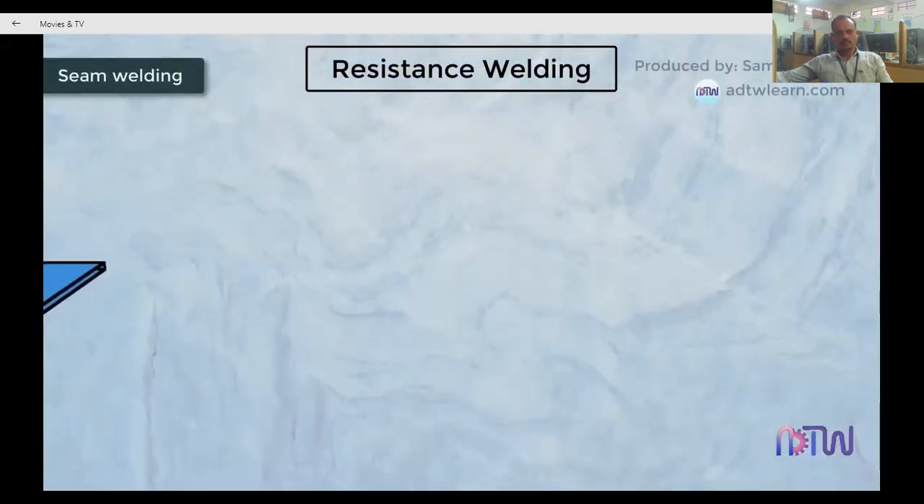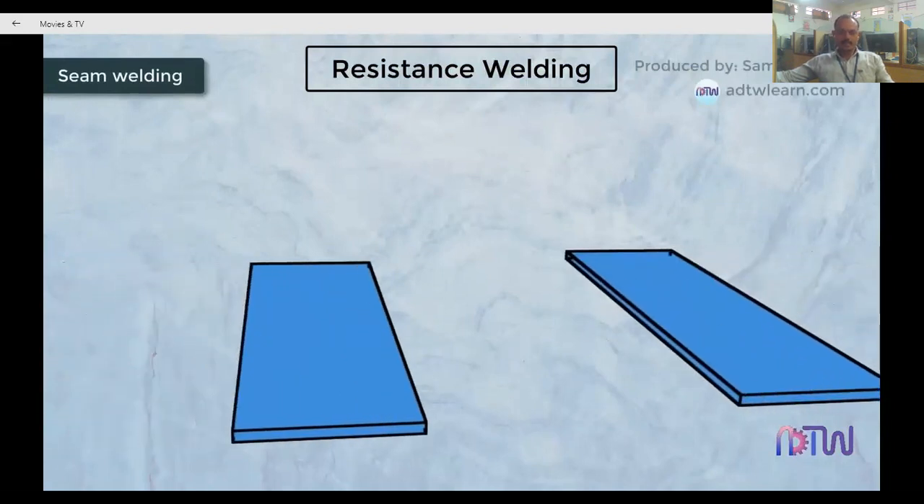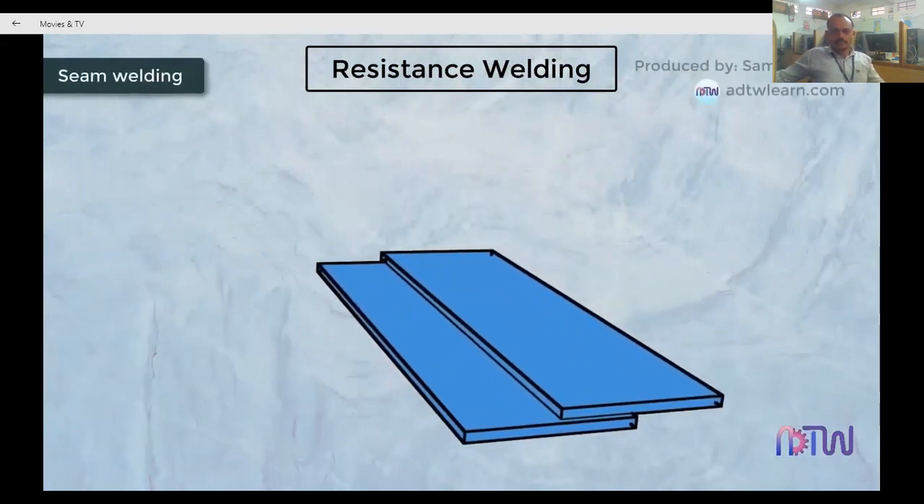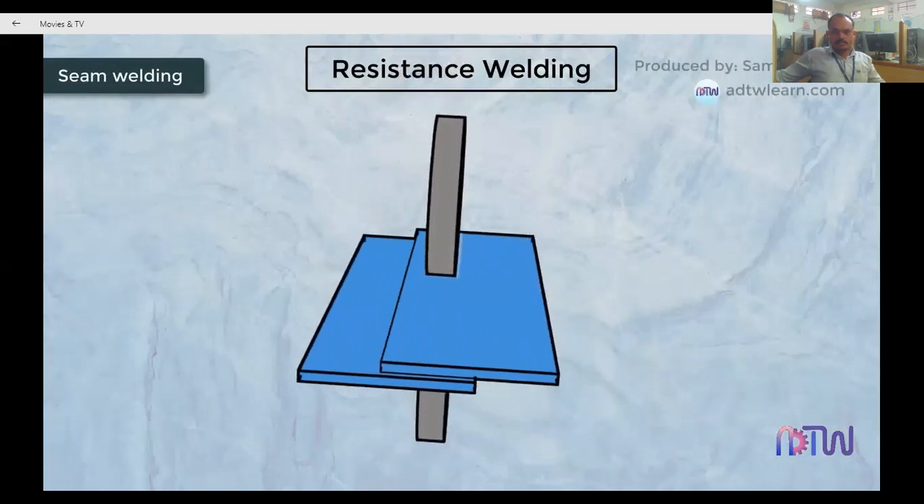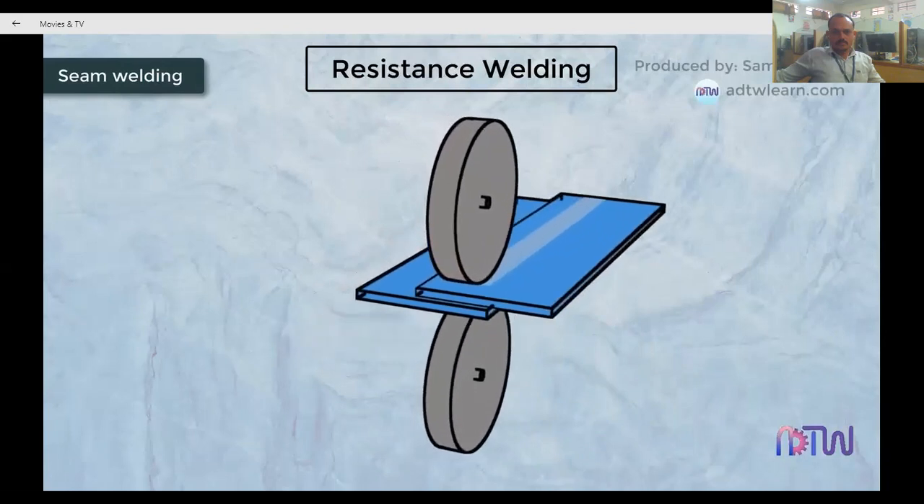Seam welding. Now this one is another type of resistance welding. In seam welding, the workpiece is supported on both sides by a pair of electrodes. These electrodes are in the form of rollers to produce a continuous weld on the workpiece. Continuous spot welding is known as seam welding.